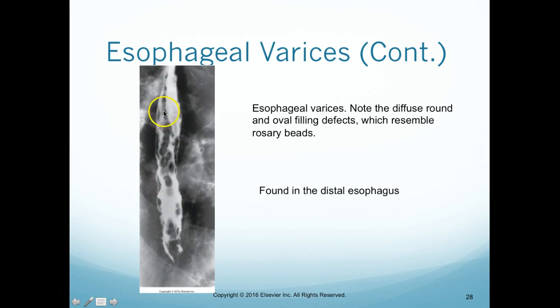These are all vessels, so you can see coming down. The liver is not functioning well enough to drain all the blood, so the blood backs up into around the esophagus and causes these varices.